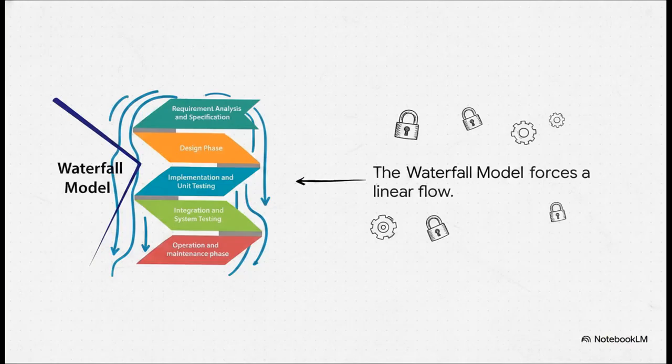Now, what's really interesting about Winston Royce's 1970 waterfall model is how incredibly rigid it is. It takes those 5 core activities we just talked about and forces them into this strict, linear downward flow. You start at the top with requirements analysis, and you flow downward, like a waterfall, obviously, through design, implementation, testing, and finally maintenance. The defining characteristic of this old-school model is that every single phase has strict entry and exit criteria.